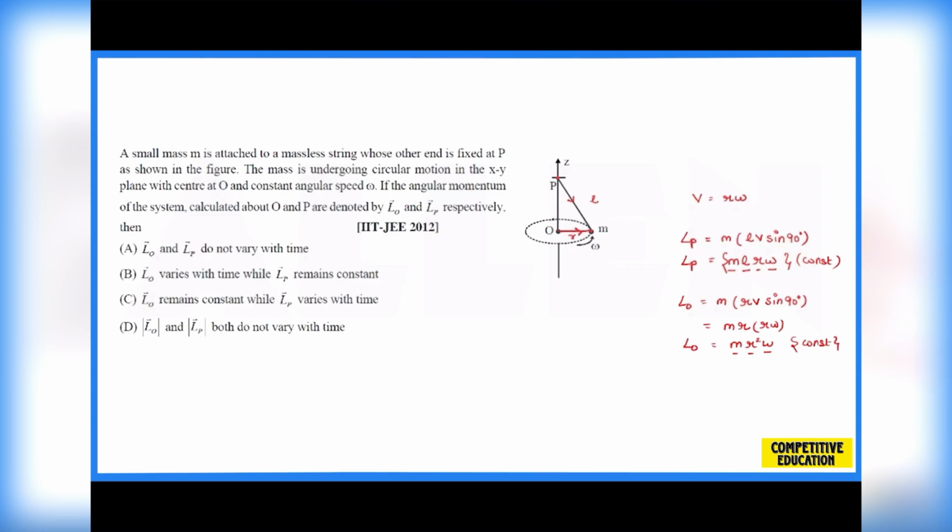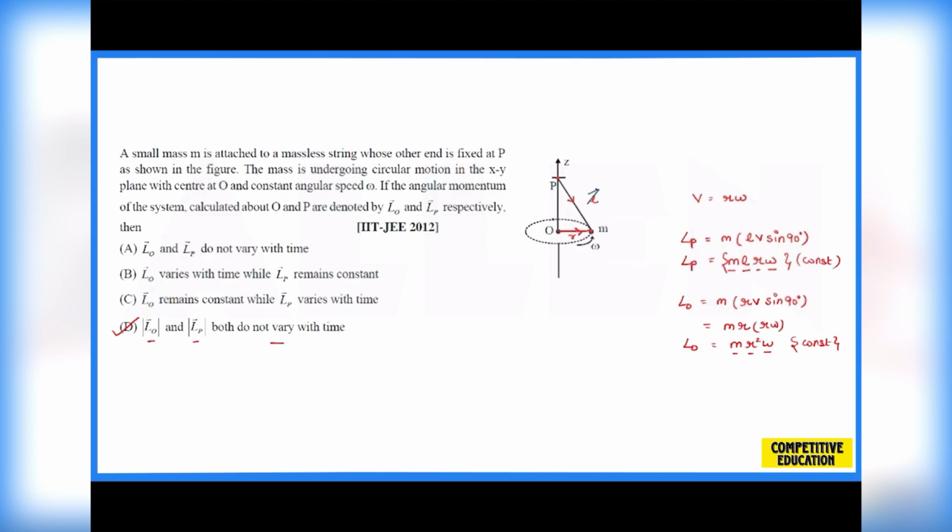In option D it is given that the magnitudes of L_O vector and L_P vector both do not vary with time. So this option is correct. Now let us check the direction of these vectors also. I can find the direction of these vectors by the right hand thumb rule. This is the r vector, or you can say the L vector.